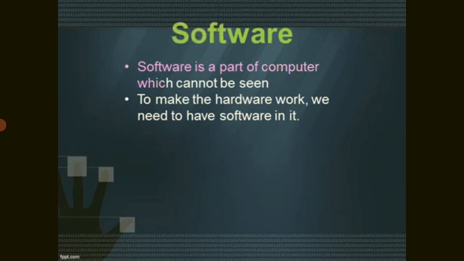Software. Software is that part of a computer which cannot be seen and touched. To make the hardware work, we need to have software in it. Let us understand software with the help of some examples. Children, all of you must have seen and used a music system. The parts like speakers, CD and DVD which you can touch and see are hardware.